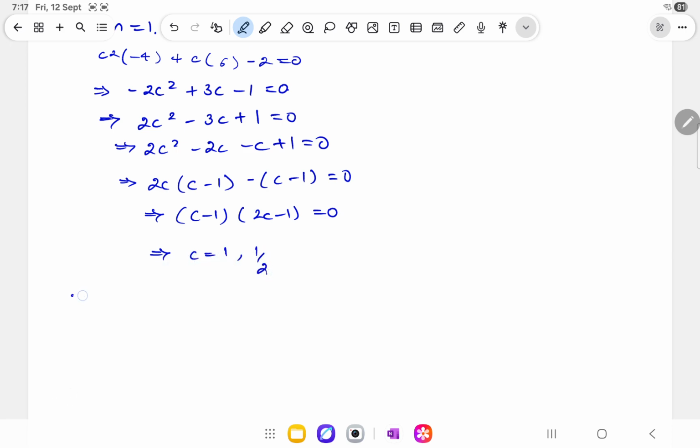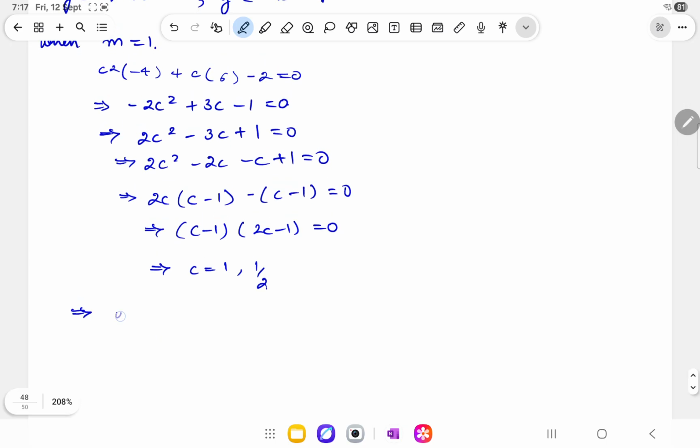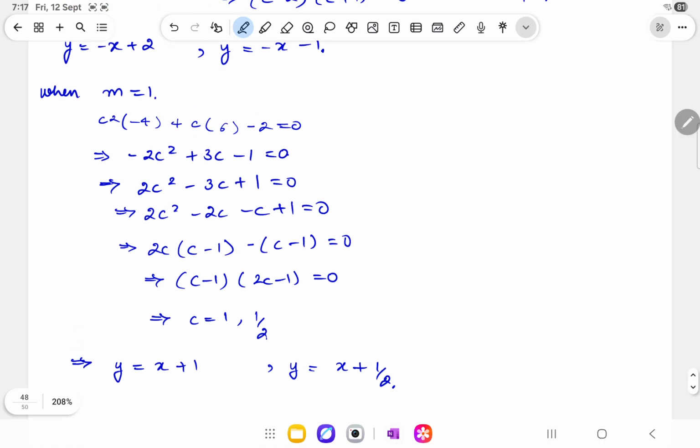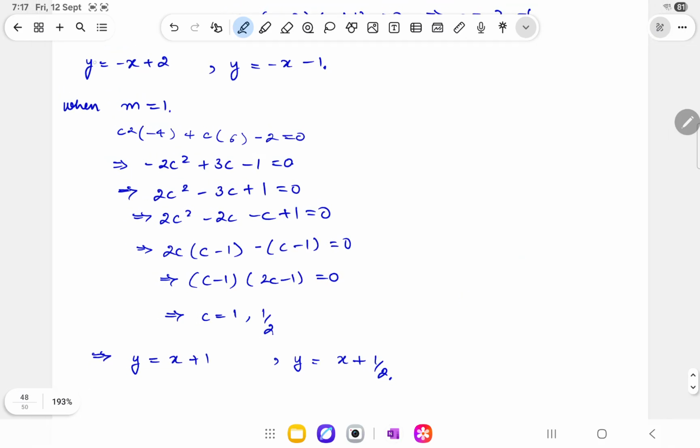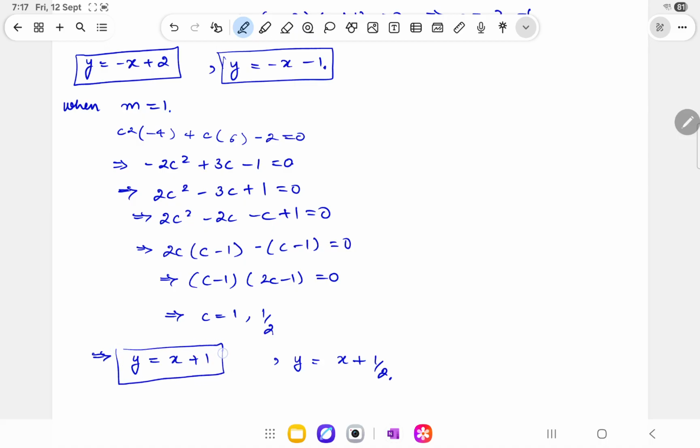So the asymptotes when m is equal to 1 are y equals x plus 1 and y equals x plus 1 by 2. So we have 4 asymptotes to this curve, that is y equals minus x plus 2, y equals minus x minus 1, y equals x plus 1, and y equals x plus 1 by 2.